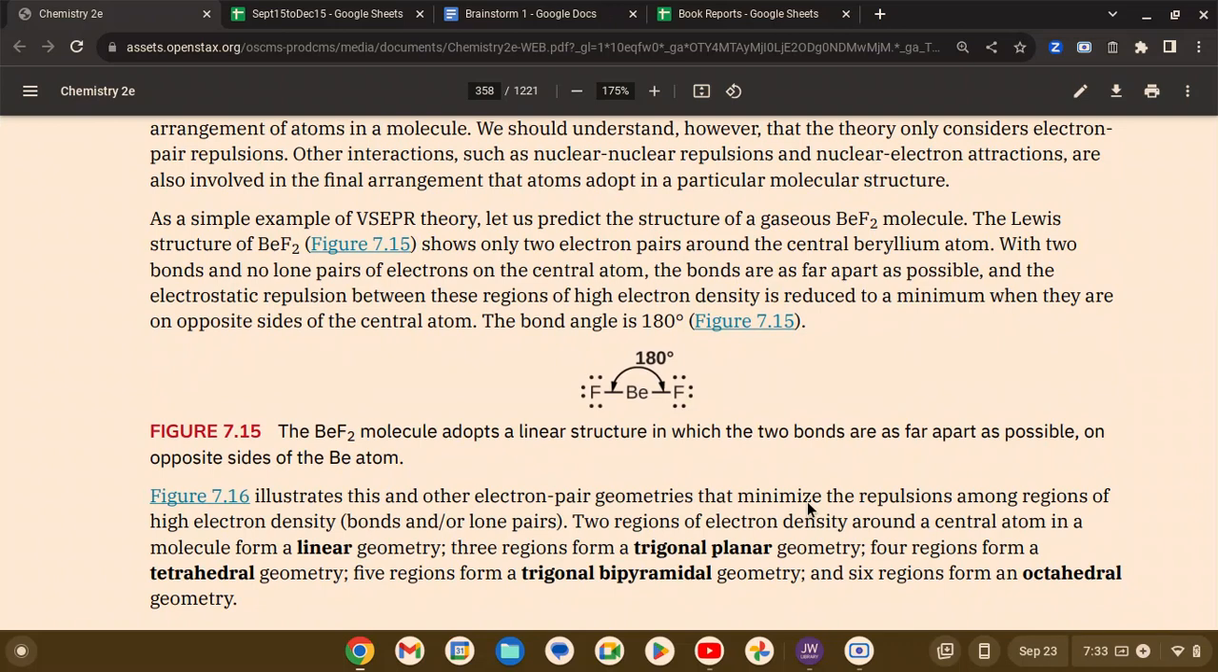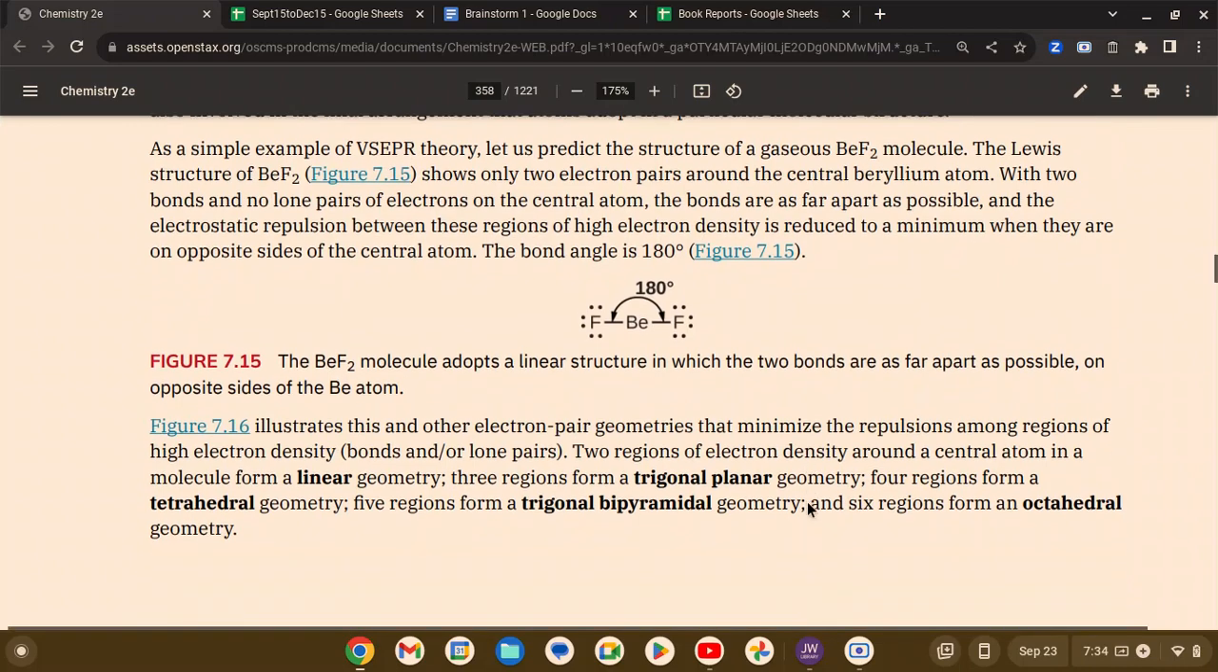As a simple example of VSEPR theory, let us predict the structure of a gaseous BeF2 molecule. The Lewis structure of beryllium difluoride shows only two electron pairs around the central beryllium atom, with two bonds and no lone pair electrons on the central atom. The bonds are as far apart as possible, and the electrostatic repulsion between these regions of high electron density is reduced to a minimum when they are on opposite sides of the central atom. The bond angle is 180 degrees.